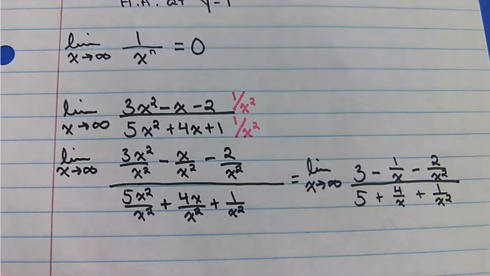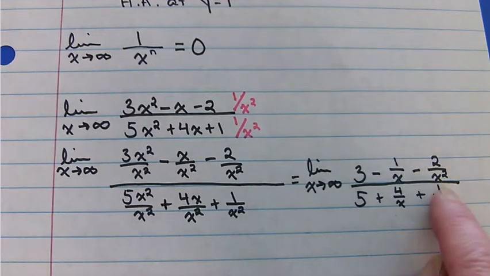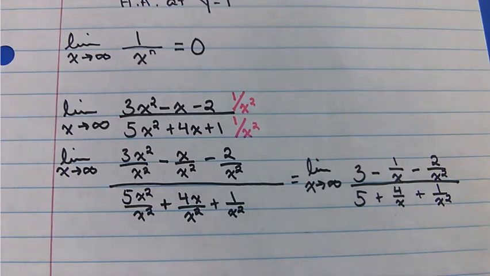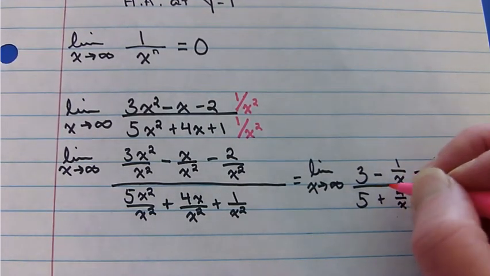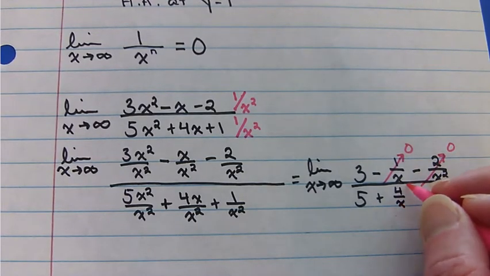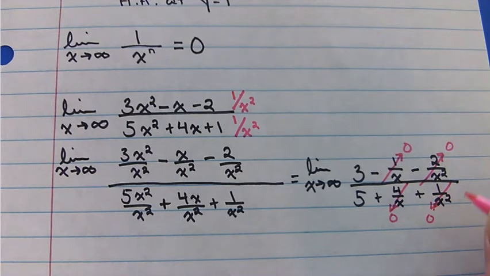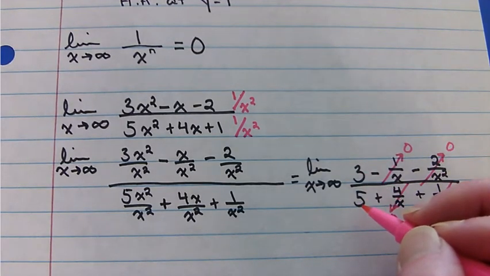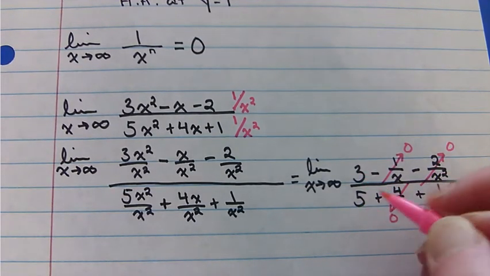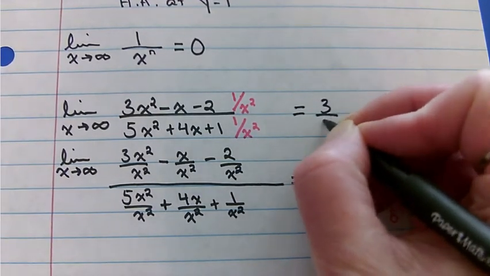So all of these that have a 1 over x or 2 over x squared are going to go to 0. This is going to become a 0. This is going to become a 0. This is going to become a 0. This is going to become a 0. All I'm going to be left with is 3/5. So the limit is 3/5.